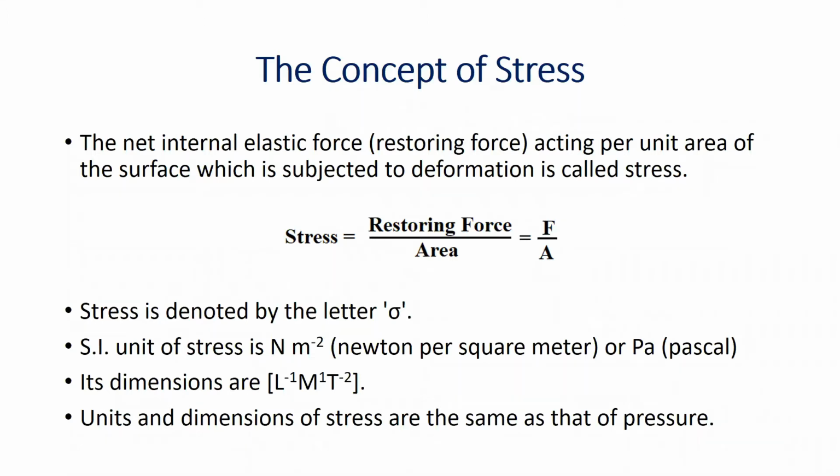The SI unit of stress is Newton per square meter or Pascal, and its dimensions are L^-1 M^1 T^-2. Units and dimensions of stress are the same as those of pressure. Both pressure and stress have the same dimensions, that is L^-1 M^1 T^-2. But pressure is a scalar quantity while stress is a tensor quantity. Hence, they are two different physical quantities.